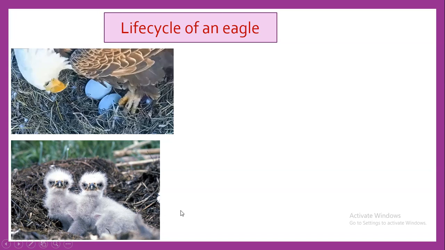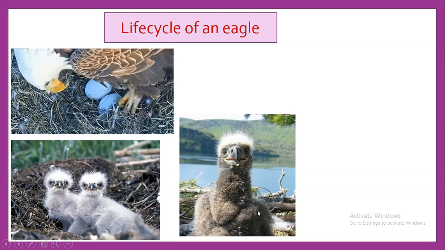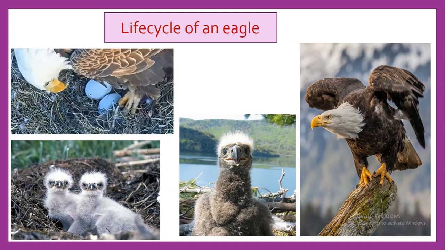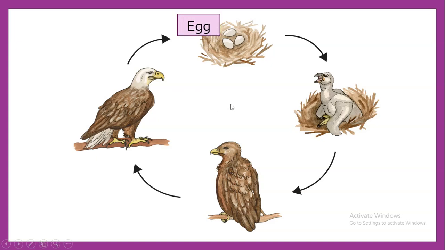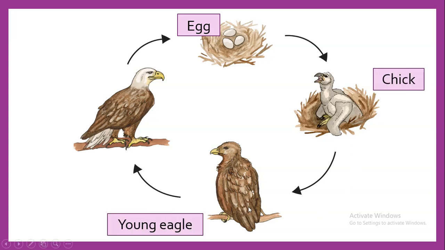An eagle chick breaks through the egg. That's called hatching. He's in shock, right? So this is a young eagle. Young eagle, it grows bigger and gets more feathers as it develops. It will continue to grow into an adult eagle, and it can reproduce. So, the life cycle of an eagle begins with egg, chick, young eagle, and adult eagle.